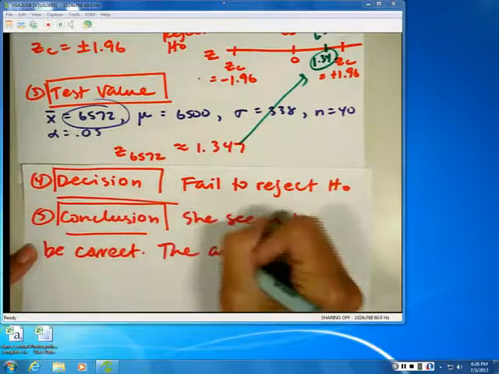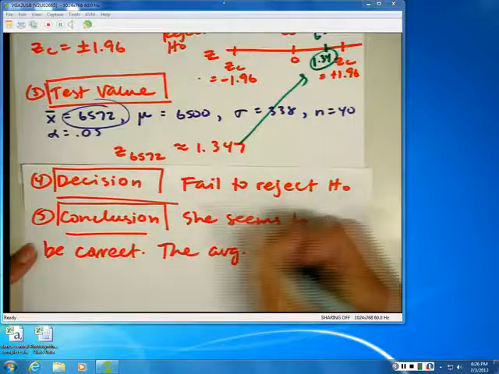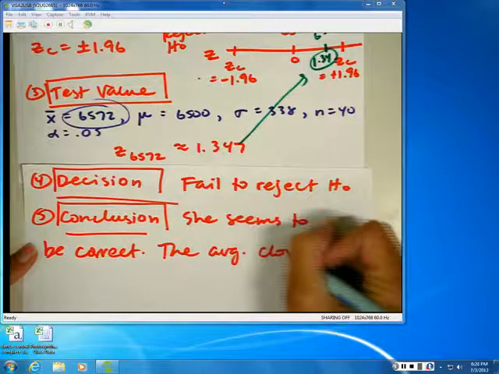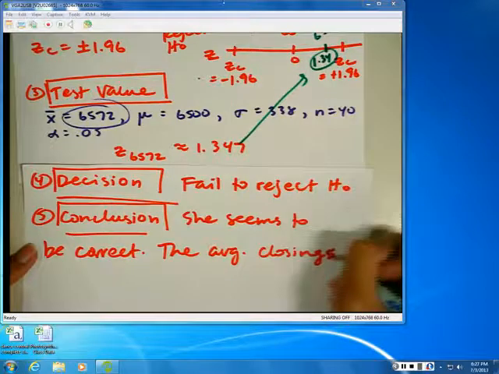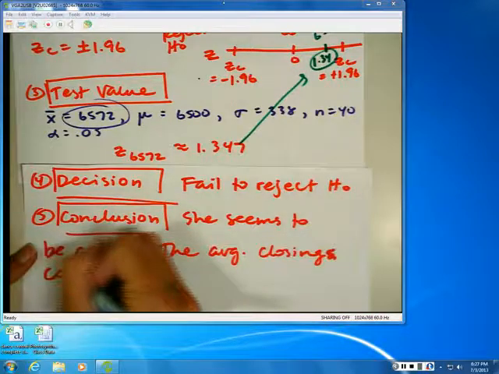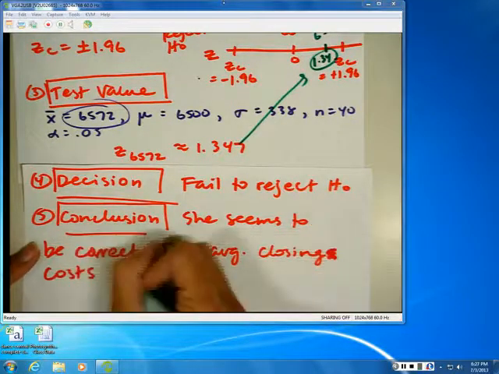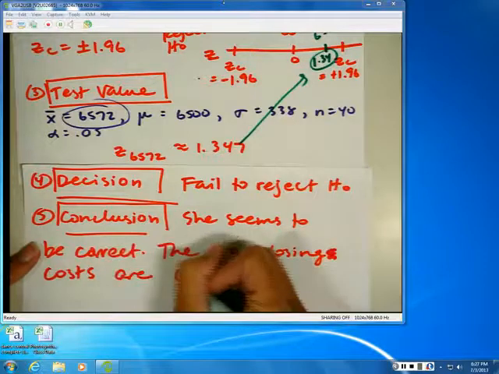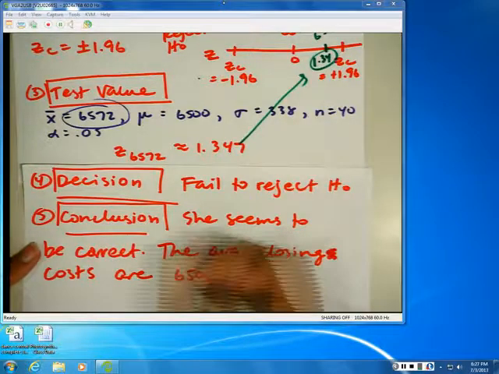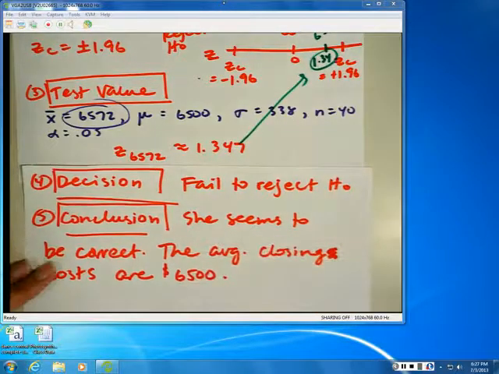The average, I'm going to abbreviate, but you shouldn't on your exam, closing costs are $6,500. We couldn't find a significant difference.